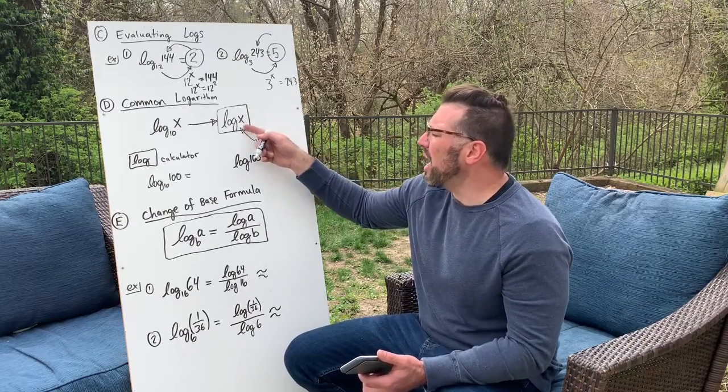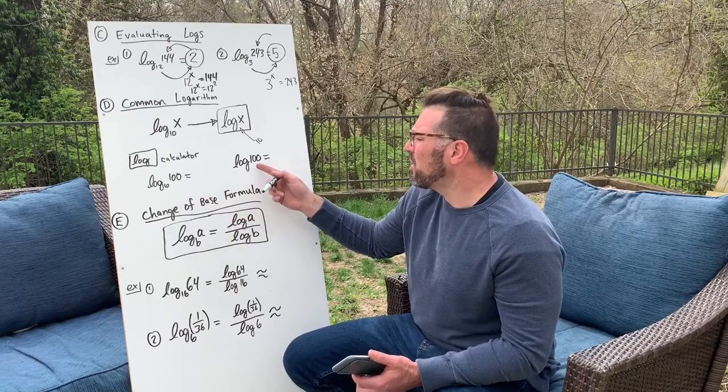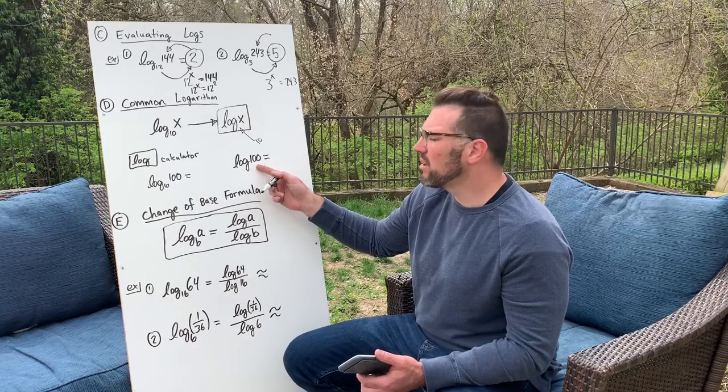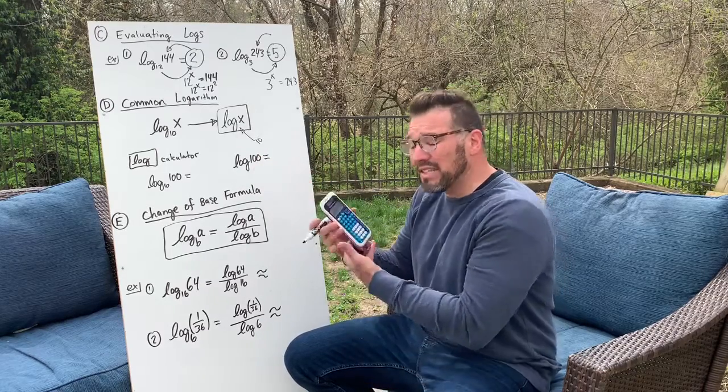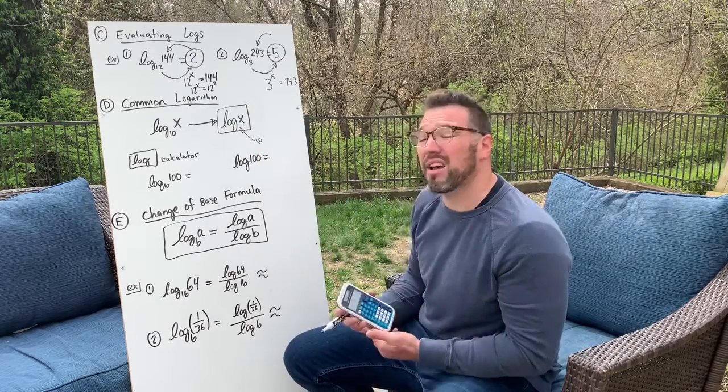So if it's a common log, for example, log of 100, since there's no base there, that means it's the common log. That means it's base 10, which means you could use your calculator to figure out what that value is.